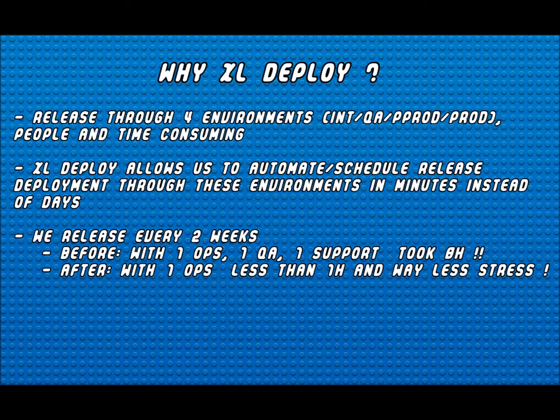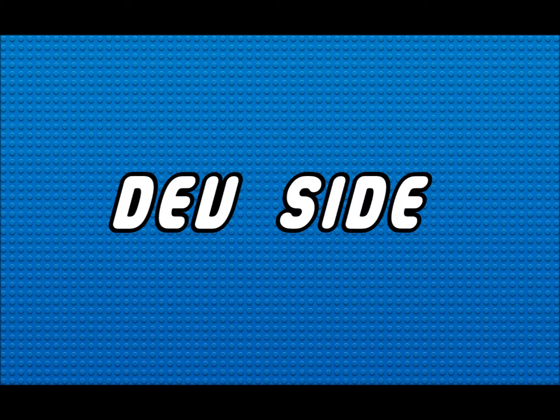We release every 2 weeks. Before, it was taking 1 ops, 1 QA, 1 support guy, and it took about 8 hours. Now, with Excel Deploy, we only need 1 ops, and it takes less than an hour to deploy completely, and it's way stressless. So let's see how we have set it up, starting with the dev side.